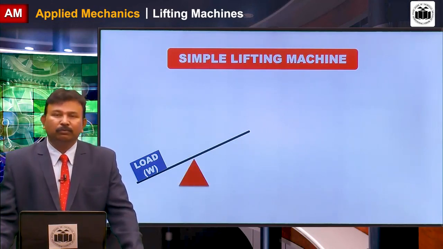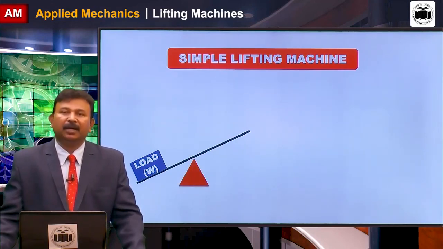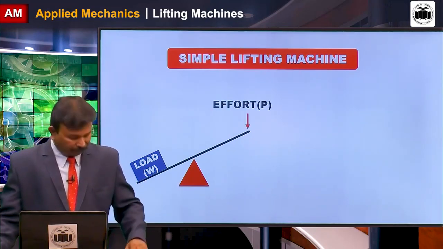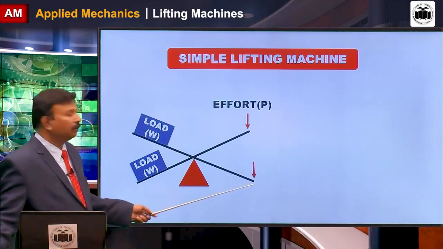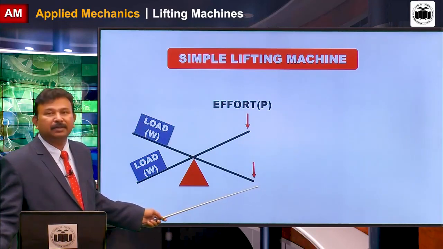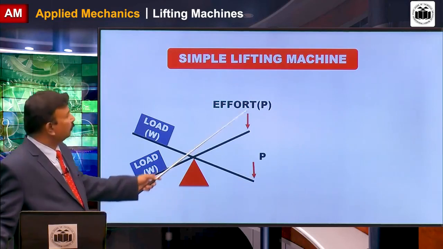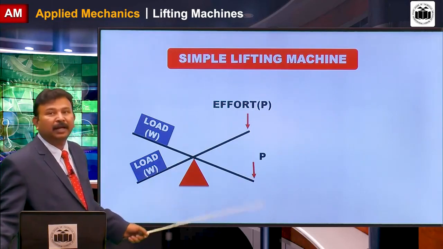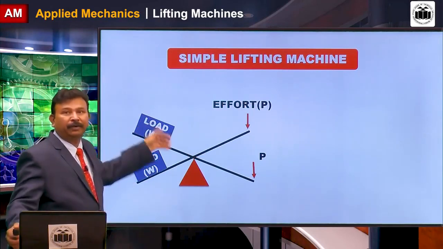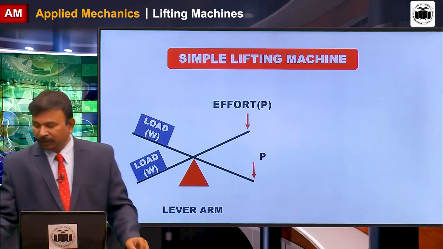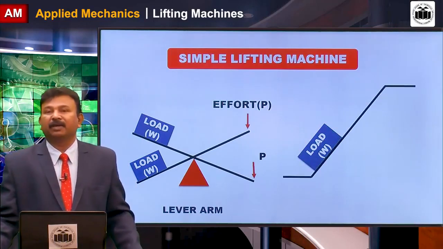A load W is placed at one end of the lever arm, and we are applying effort at the other end. Because of the application of effort, what happens? Effort changes its position from this position to this position, and because of this, the load is going to lift. Now, this is a lever arm, it is a simple lifting machine.